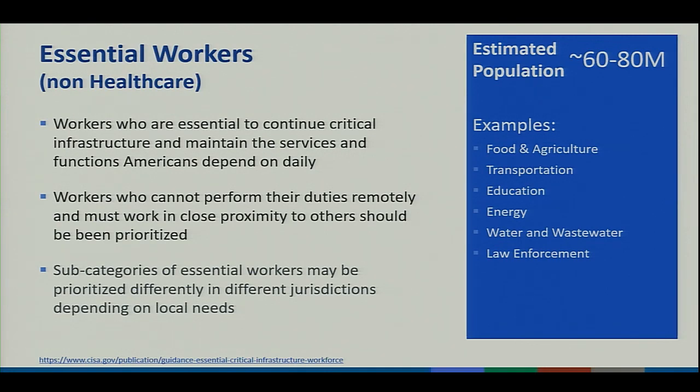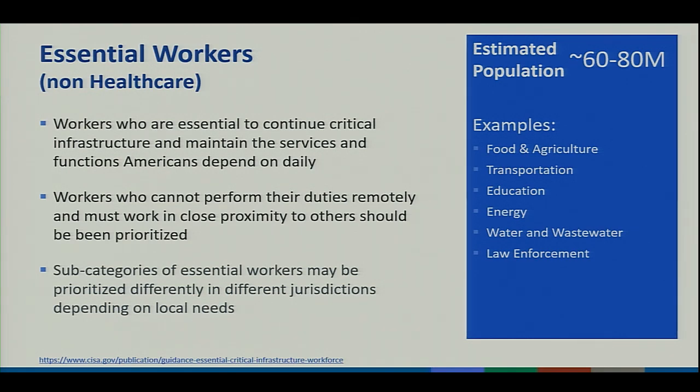Next, let's take a look at essential workers, other than healthcare personnel. CISA, within the Department of Homeland Security, is tasked with creating a list of workers who are essential to continue critical infrastructure and maintain services and functions Americans depend on daily. CISA has recently revised their list in the context of the evolving demands of the workplace during COVID-19. The guidance acknowledges that workers who cannot perform their duties remotely and must work in close proximity to others should be prioritized for mitigation measures.